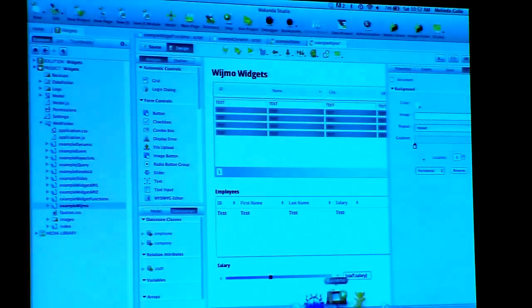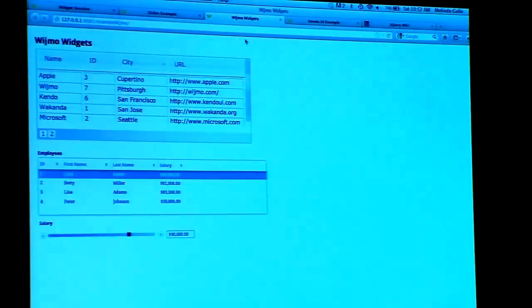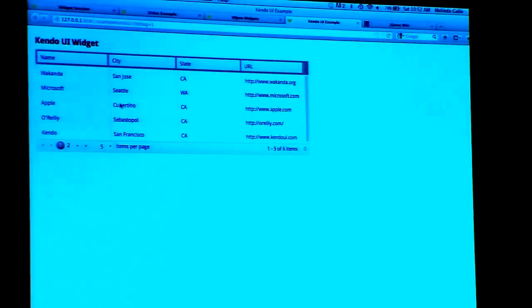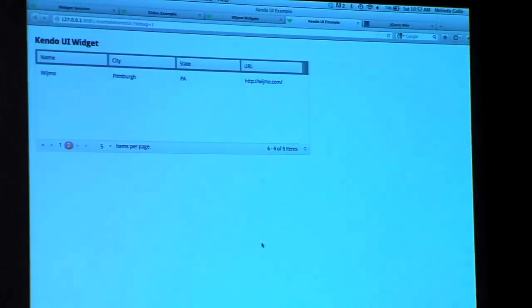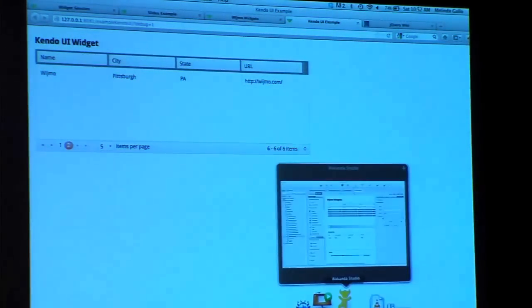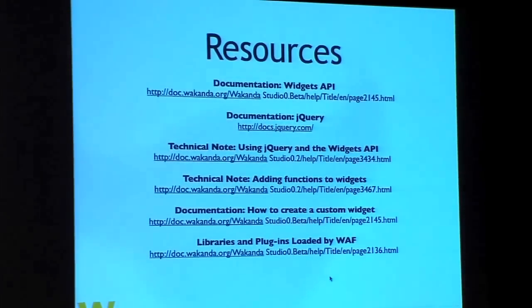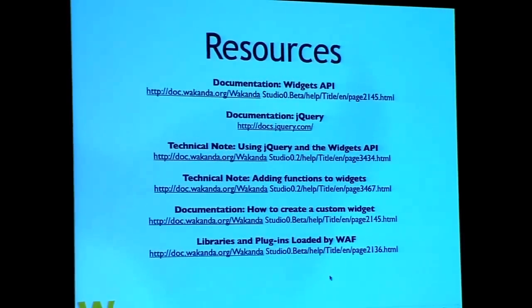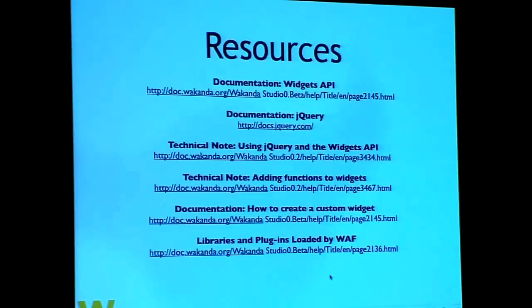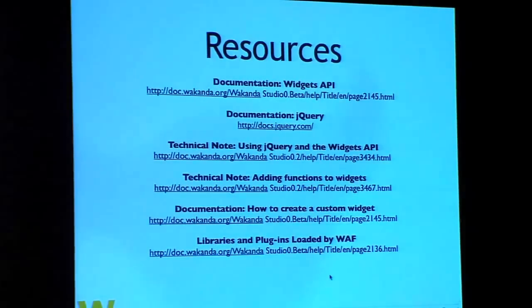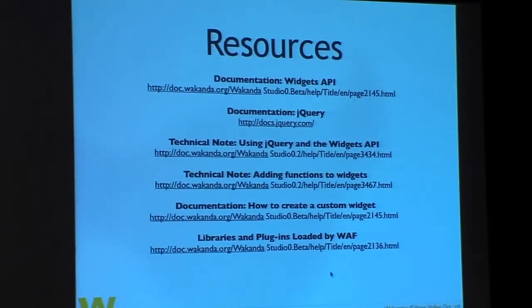And that is our last example. We have Kendo UI. We took their grid as well and just implemented it and attached it to our data source and retrieved our data into it. So as you can see, our architecture is quite open. We're able to use jQuery, or you can also add other widgets and plugins to your web applications. I don't know if you have any questions about the widgets.